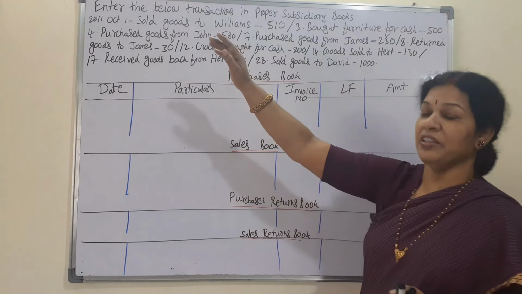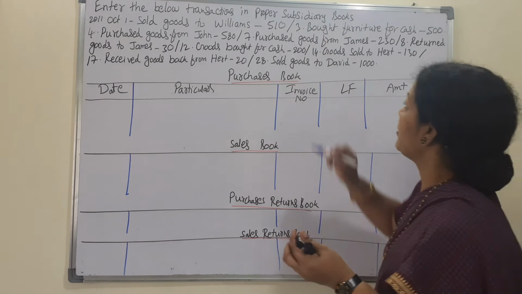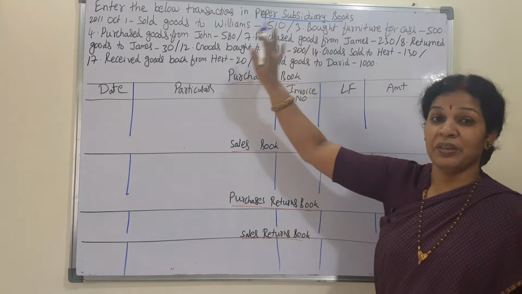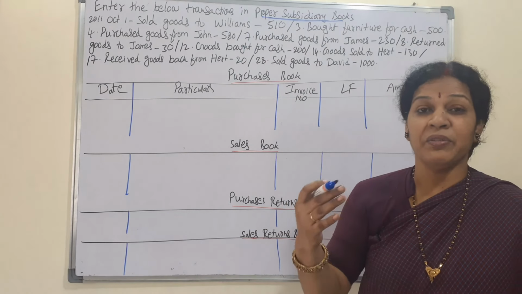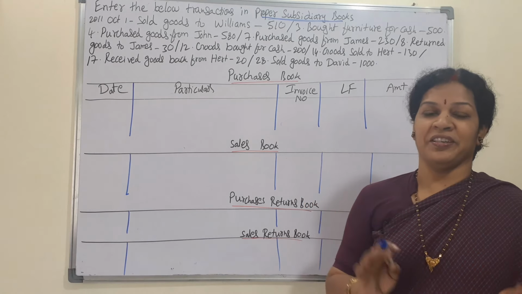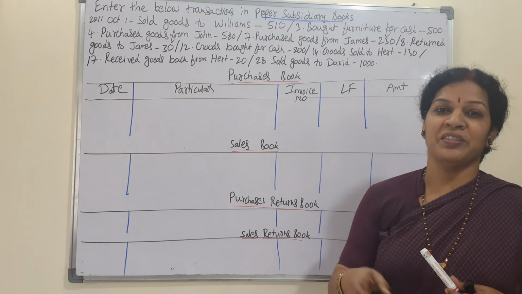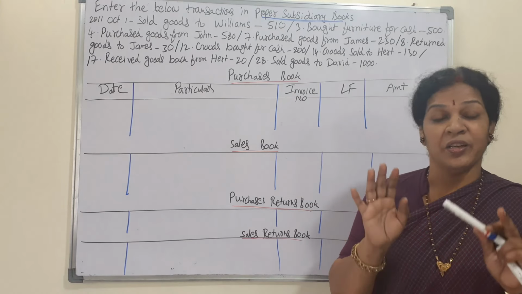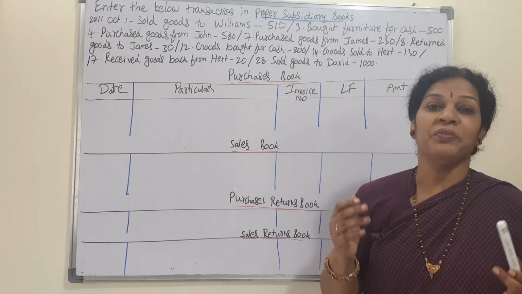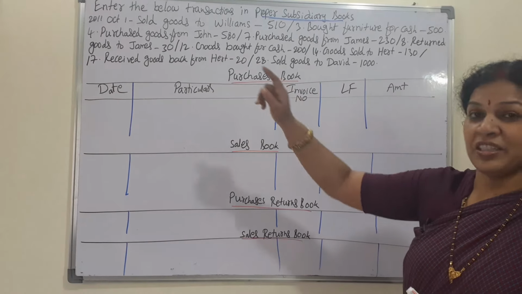The problem is given here. Enter the below transactions in proper subsidiary books. Proper subsidiary books means the transactions are given, and wherever you feel you want to take these transactions, you can take them. They are not asking you to prepare purchase books, purchase returns, sales returns. They are not asking anything. Just by looking at the transactions and the information, we have to decide what we have to prepare. Okay, so now let's see the transactions.